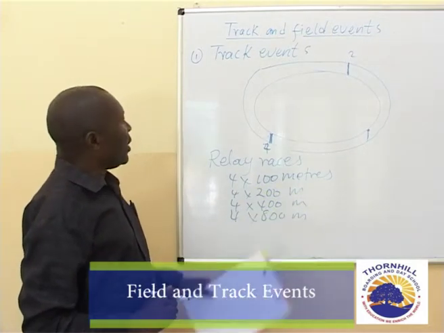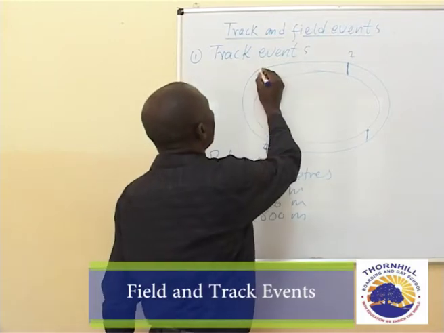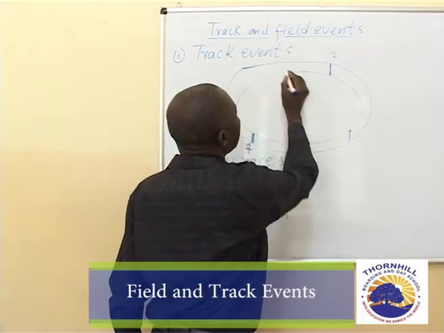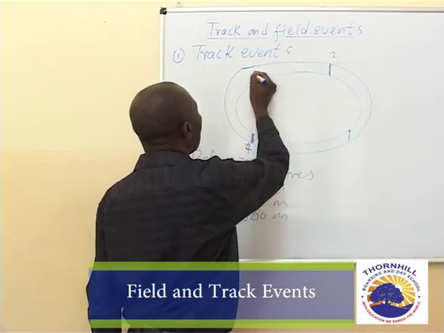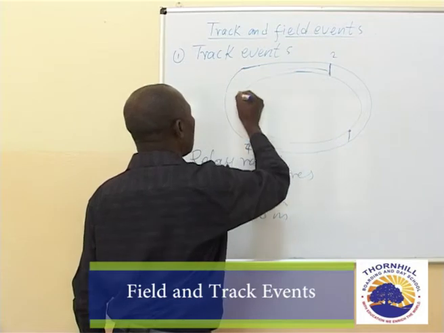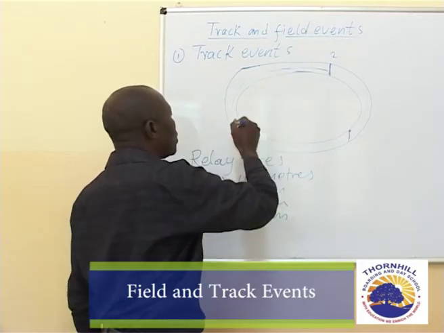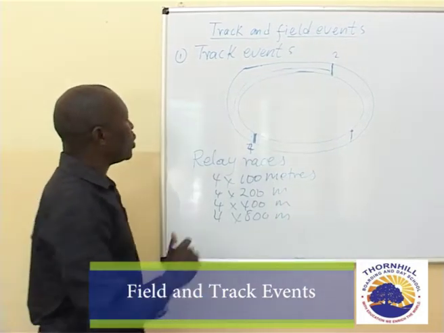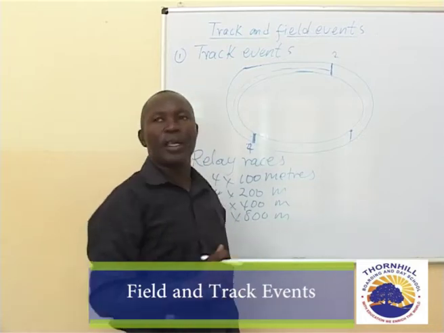In the relay races, we have some people who are judges. They make sure that you follow your running track, your line. You don't come out of that because you can be disqualified. And also there is the use of the baton.